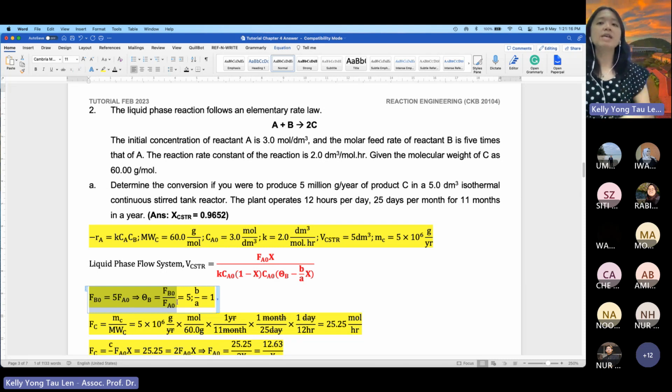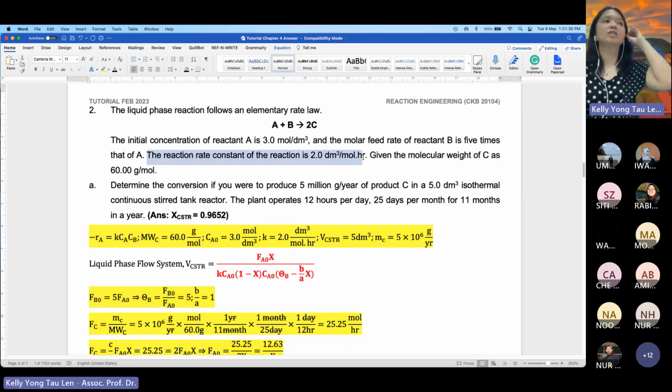Dalam soalan ni, theta B is 5 because of the sentence that says molar feed rate of reactant B is 5 times that of A. So done, I got my theta B. Okay, next information. The reaction rate constant of the reaction is 2.